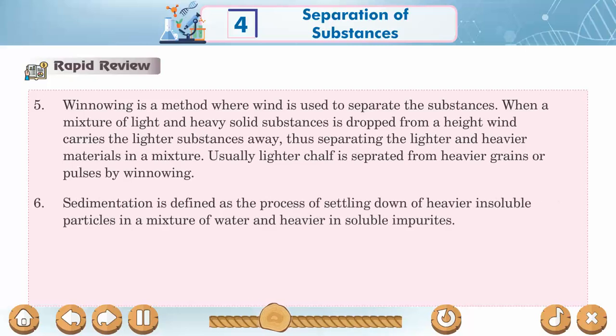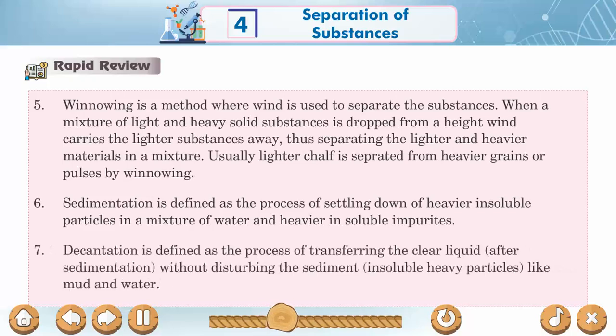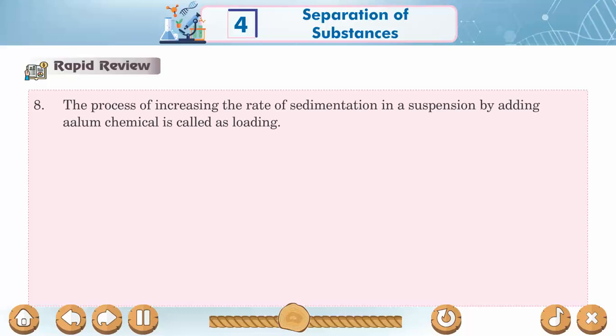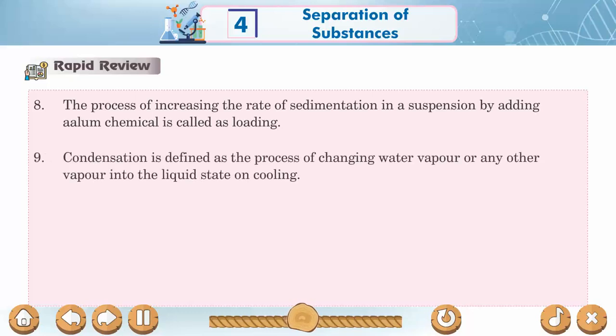Sedimentation is defined as the process of settling down of heavier insoluble particles in a mixture of water and heavier insoluble impurities. Decantation is defined as the process of transferring the clear liquid after sedimentation without disturbing the sediment of insoluble heavy particles like mud and water. The process of increasing the rate of sedimentation in a suspension by adding a chemical like alum is called loading. Condensation is defined as the process of changing water vapor or any other vapor into the liquid state on cooling.